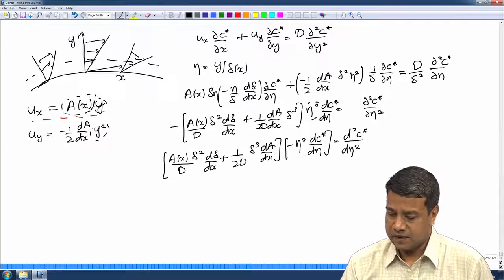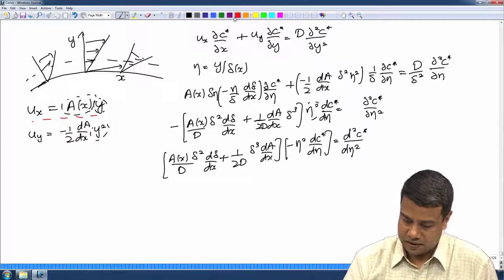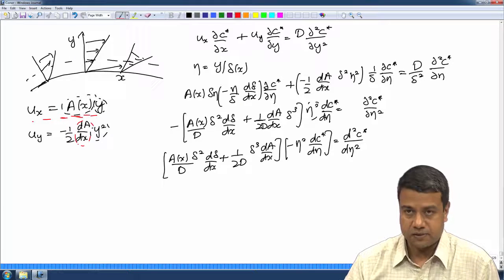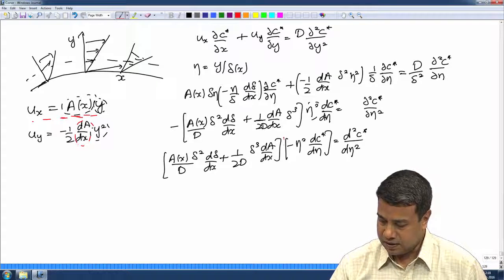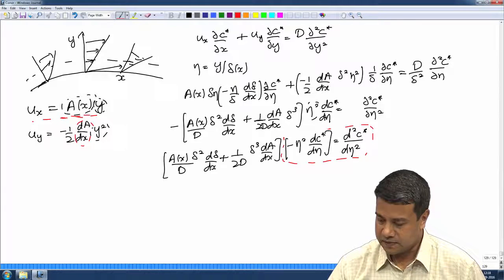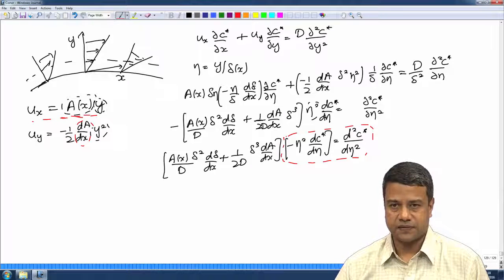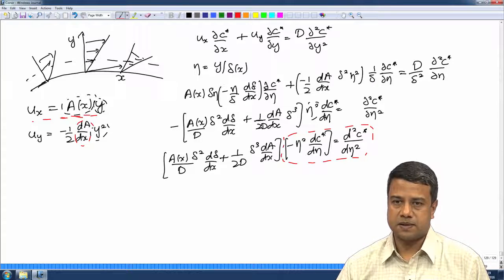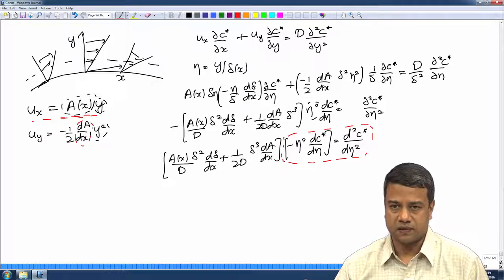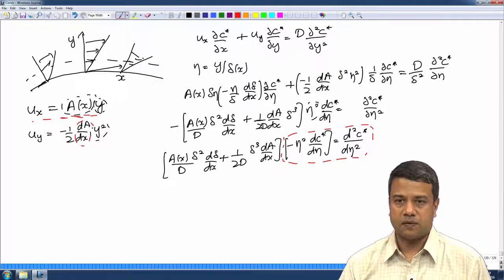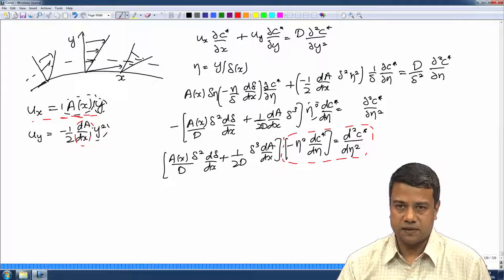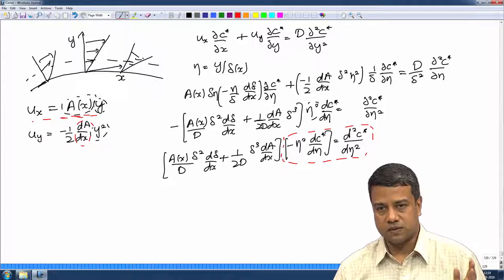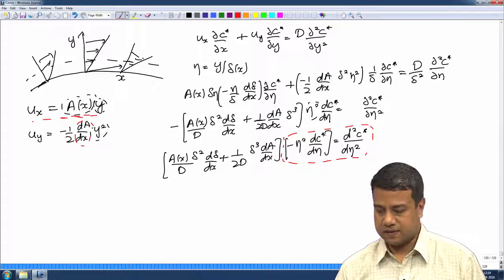As you can see, for any form of the velocity past any surface, what changes are these A and dA by dx, those things change. This equation for the concentration field in terms of the similarity variable remains exactly the same. This was the same form we got for a flat plate, same form we got for a sphere. Therefore, the concentration in terms of the similarity variable is exactly the same regardless of configuration, for the simple requirement that ux has to increase linearly from the surface, which means uy has to go as the square of the distance from the surface.